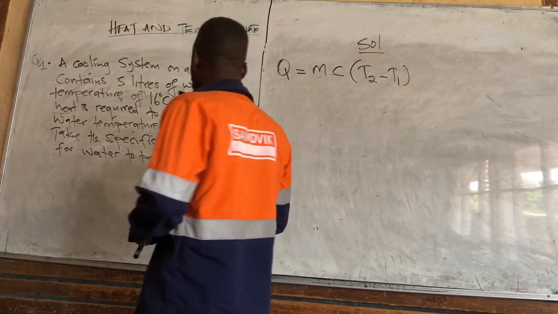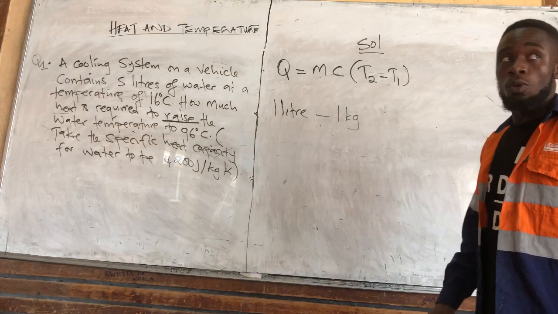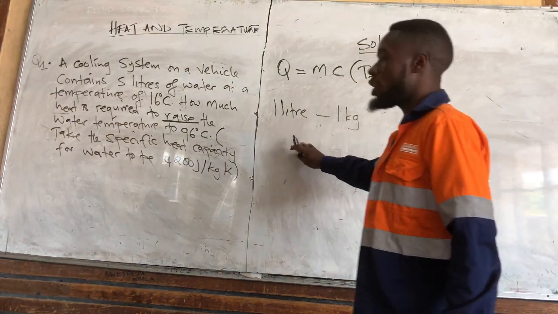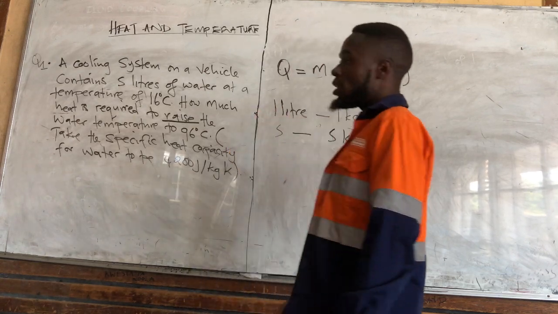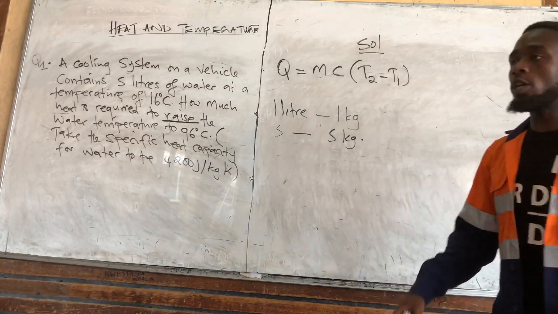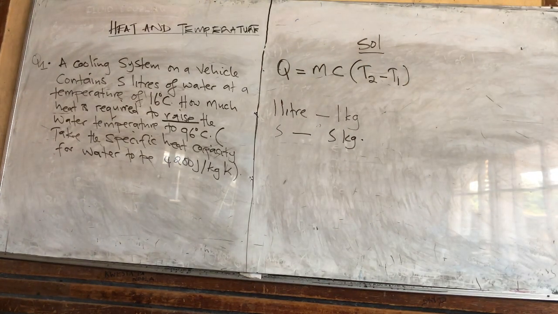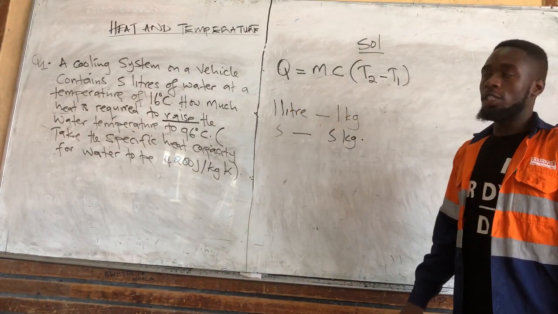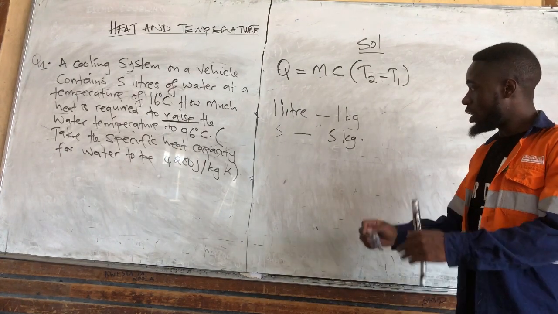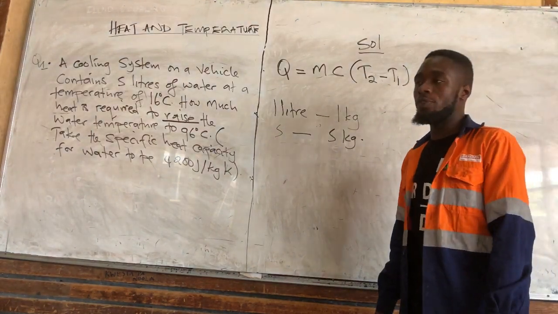So what we need to do is remember that 1 liter of water is equal to 1 kg. So this 5 liters is equal to 5 kg. So here the mass that we are talking about is 5 kg. You can write it in your book somewhere: 1 liter of water is equal to 1 kg. So 5 liters is equal to 5 kg.